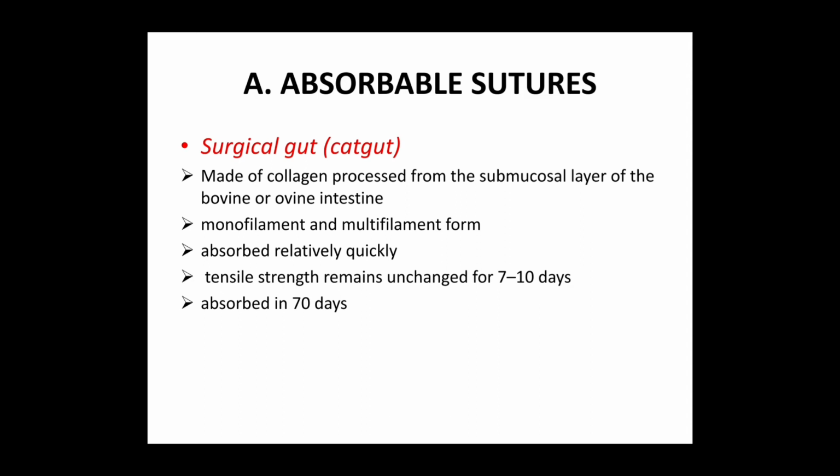So I'll be talking about surgical gut, which is a naturally occurring suture material. It is made from collagen processed from the submucosal layer of the bovine or ovine intestine. It may be in monofilament or multifilament form. It is absorbed relatively quickly, so it is used for surgeries where the absorption period is usually very short, the best example being circumcisions. Tensile strength remains unchanged for 7 to 10 days and it is absorbed in 70 days.